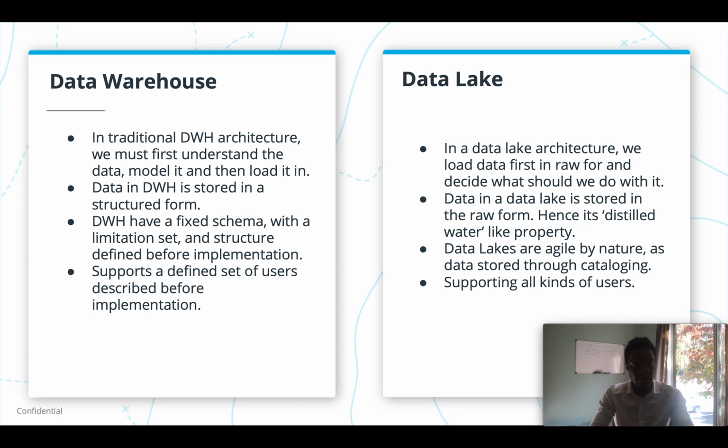The second is that the data in the data warehouse is stored in a structured form, whereas in the data lake architecture, the data is stored in its raw form, hence its distilled water-like property. So the distilled water-like property here speaks of the ability of a lake to be used for many purposes.